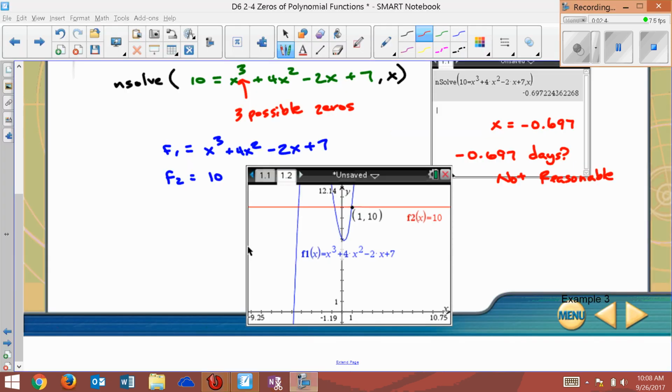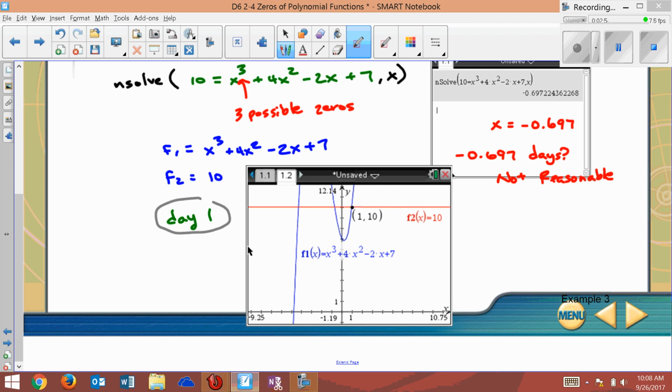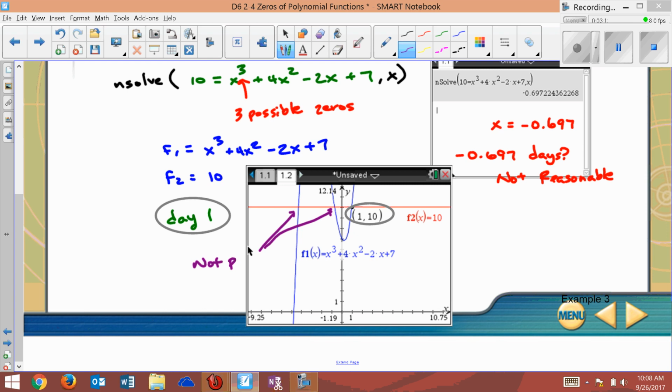Let me pull this up. And so now as we look at it, here's our picture. This is the only one, it happens on day 1. That's our solution because of this right here. So that's where we get that solution from. These 2 are not reasonable. And one more time, why are these not reasonable? Because they're negative days.